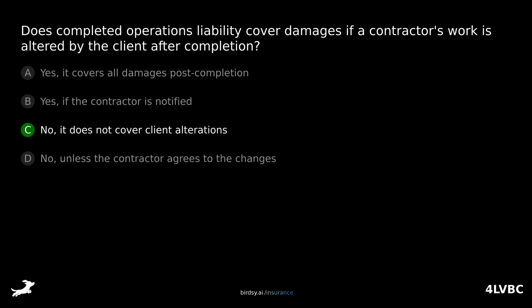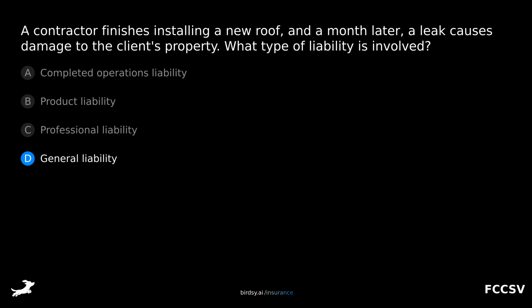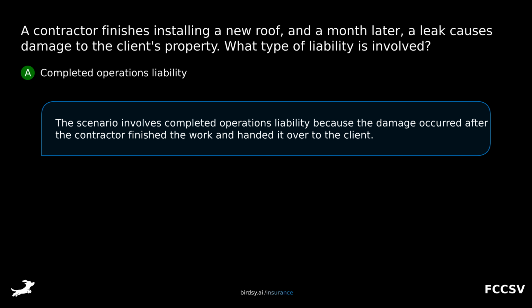A contractor finishes installing a new roof, and a month later, a leak causes damage to the client's property. What type of liability is involved? Is it A, completed operations liability, B, product liability, C, professional liability, or D, general liability? The answer is A, completed operations liability. The scenario involves completed operations liability because the damage occurred after the contractor finished the work and handed it over to the client.